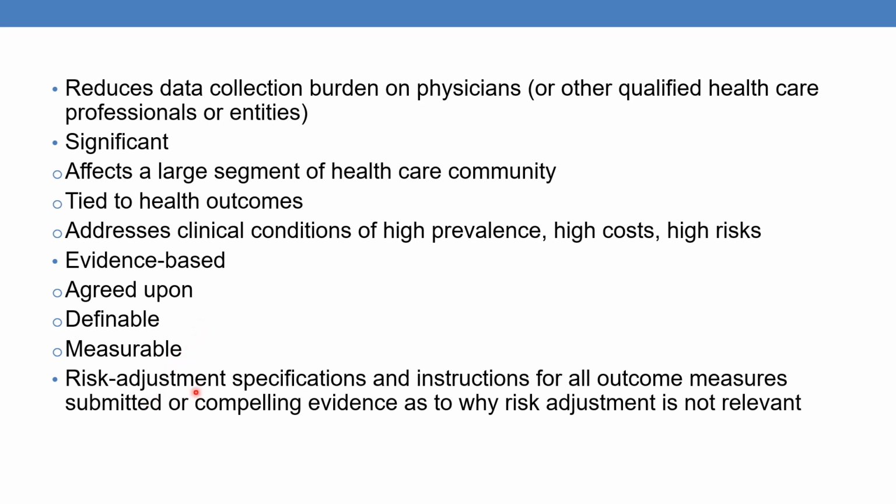Next is finally risk adjustment specifications and instructions for all outcome measures submitted or compelling evidence as to why risk adjustment is not relevant. Risk adjustment specifications and instructions for all outcome measures must be submitted, or there must be compelling evidence as to why risk adjustment is not relevant. So these must be considered for category 2 codes.